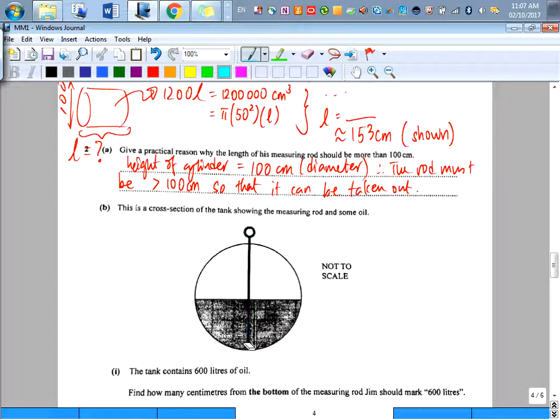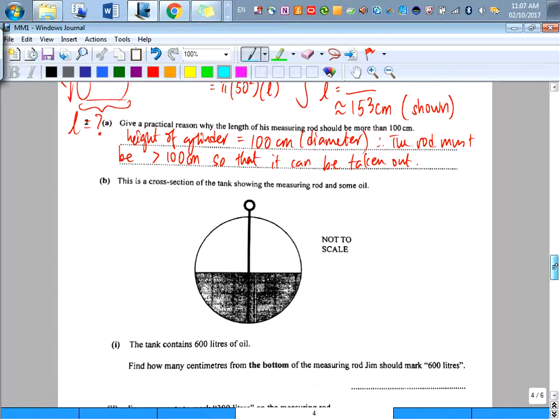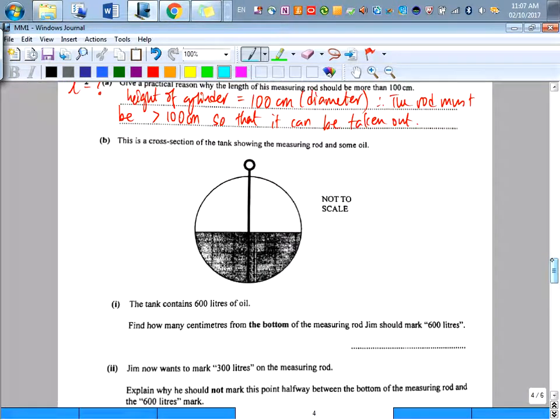Okay, so basically, the rod is dipped inside the tank, and this is the cross-sectional area. Currently, it contains 600 liters of oil. How many centimeters from the bottom of the measuring rod should Jim mark 600 liters? So very straightforward. We know that it is the halfway mark. Why? Because 600 is just half of 1,200 liters. When it is halfway filled, then the cross-sectional area will be that of a semicircle. That is the halfway point.